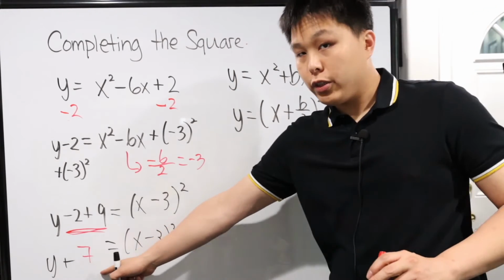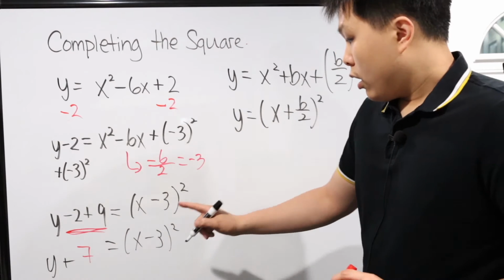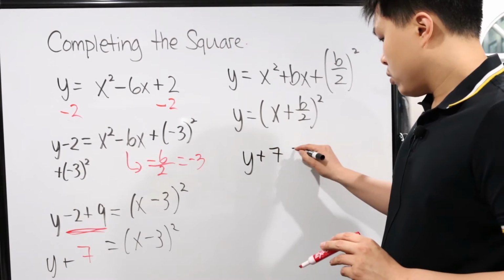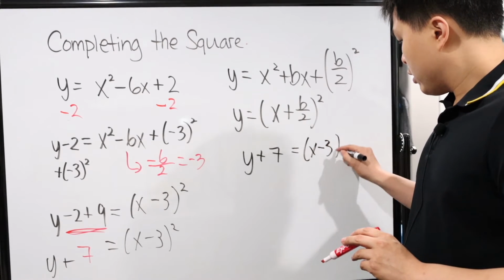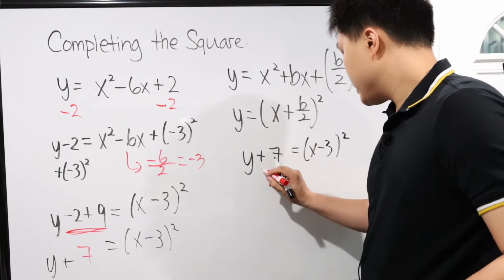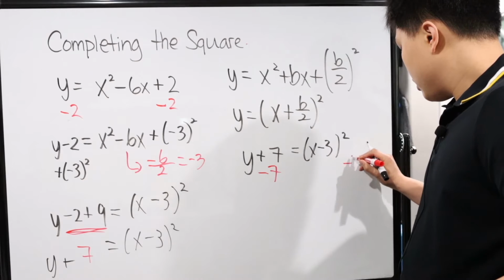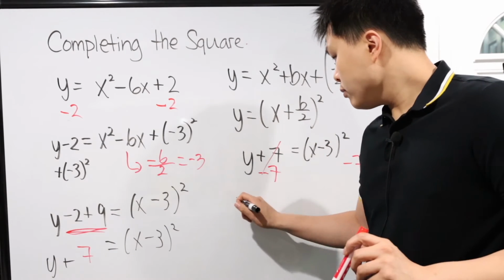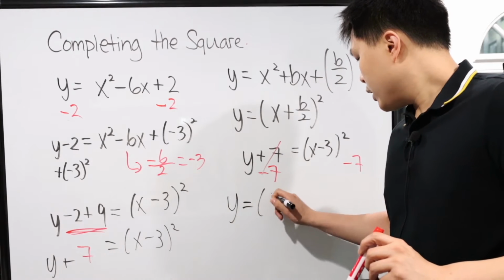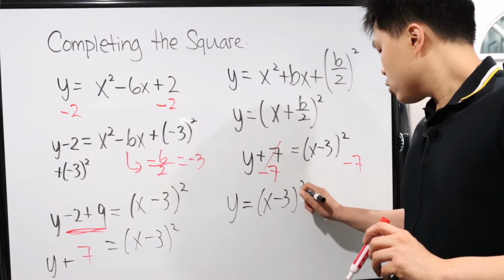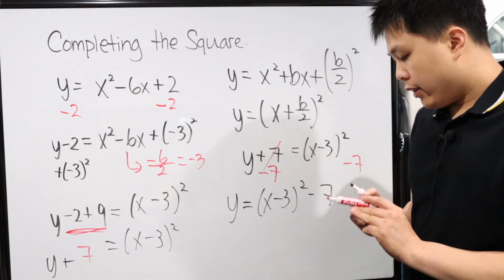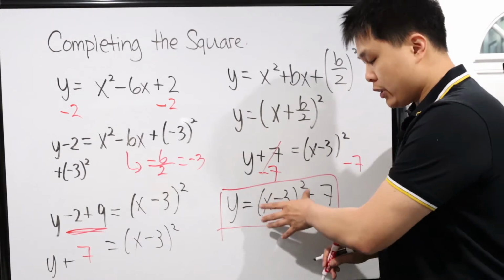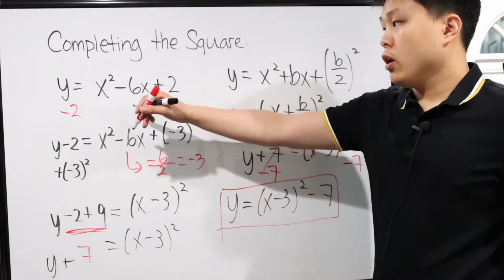At this point, hopefully you can see it, I'm just going to rewrite it here in case: y plus 7 equals x minus 3 squared. What I'm going to do is subtract 7 on this side and this side. What you do to one side, you must do to the other. This cancels, and now I have y equals x minus 3 squared minus 7. And this right here is our vertex form, which eventually we can use to graph the actual quadratic equation.